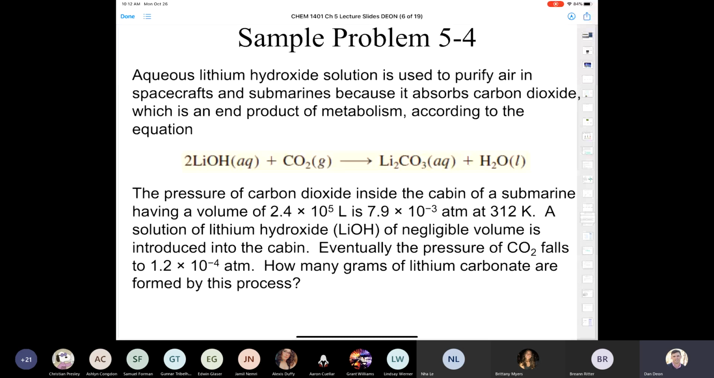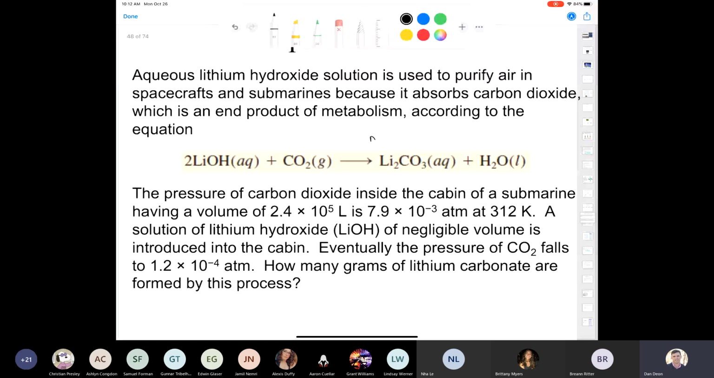So what we're looking for is the mass of lithium carbonate. But as you can imagine, before we can do that, we need to determine what? We need to know the number of moles of lithium carbonate, right? That's what we really need. And what are we given to solve that? Well, we get a balanced equation. And the only information we're really given, besides the volume and the temperature of the atmosphere inside the submarine, are pressures, right? We're given an initial pressure, right? We're given a pressure initial of what?